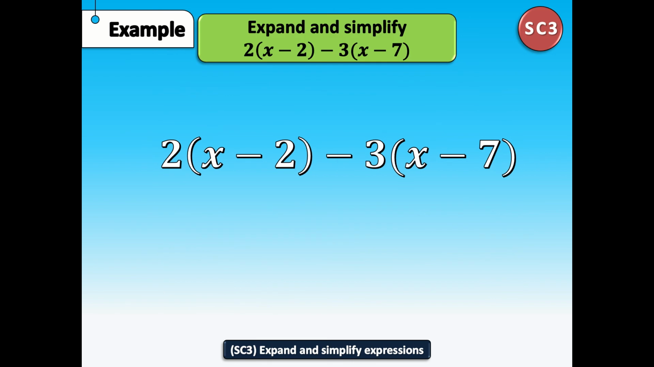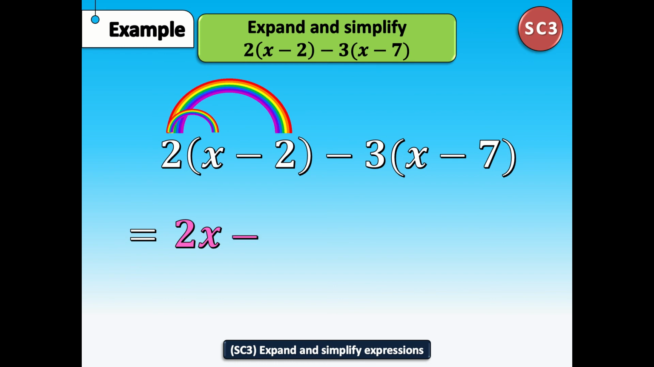Let's have a look at this question. This question's a little bit trickier. So we do the same thing. 2 times x is 2x. And 2 times minus 2 is minus 4.